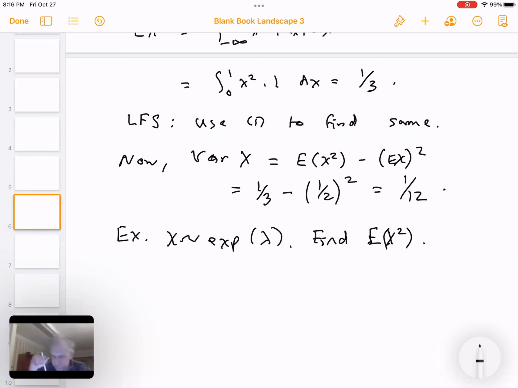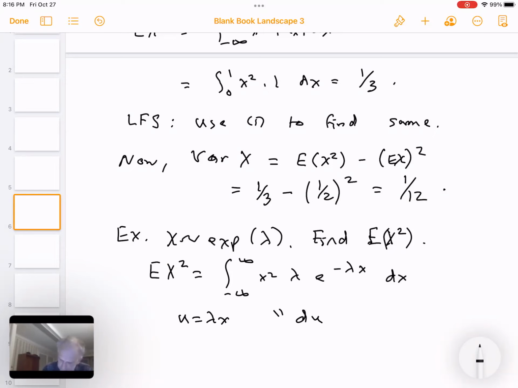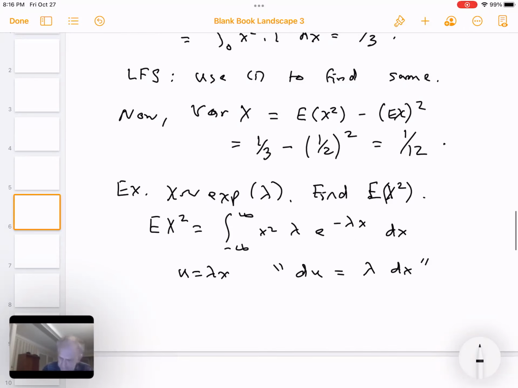Yeah, so let's do this now. So we need E of X squared, right? So let's use the property. We're going to basically use the property whenever we can. So E of X squared equals the integral from minus infinity to infinity of little x squared lambda e to the minus lambda x dx. Let u equal lambda x, so that du equals lambda dx. And lambda's positive, the bounds stay the same.